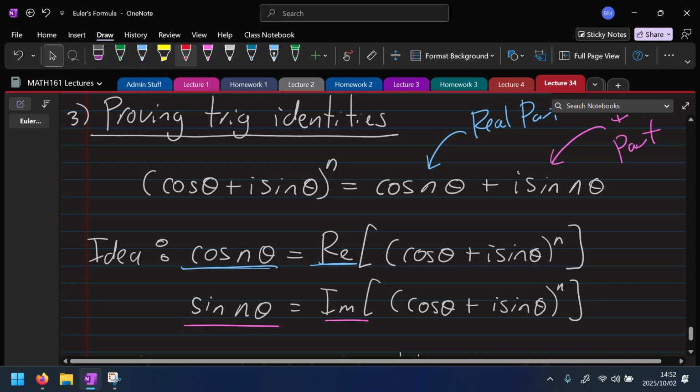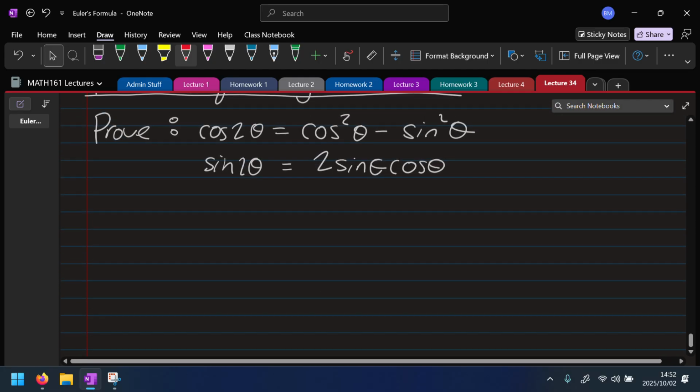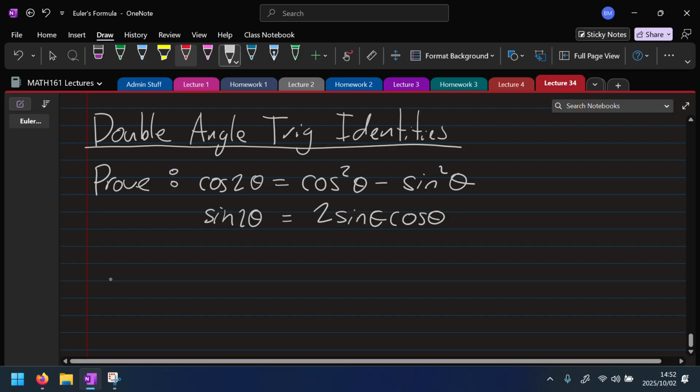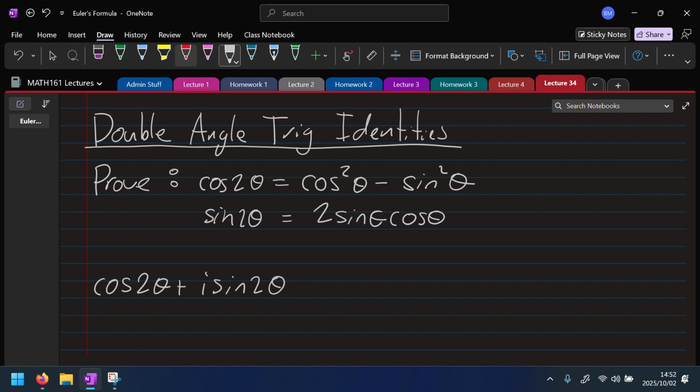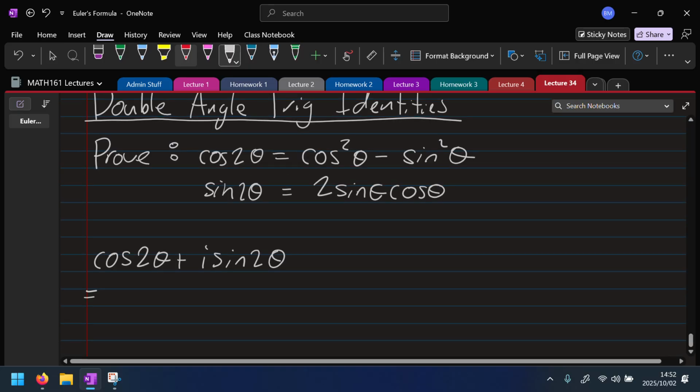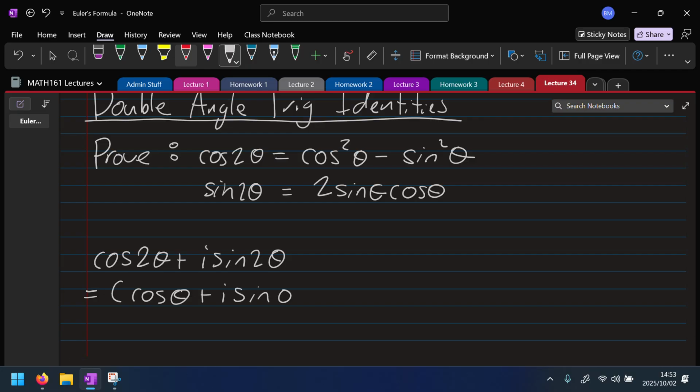Okay, so what are we going to do? Well, we look back at our equations here. We're looking for the case where n is 2. So on the one side, we're going to have cos 2 theta plus i sine 2 theta. That was on the one side. And now on the other side, this is going to be cos theta plus i sine theta squared. Anyone lost?